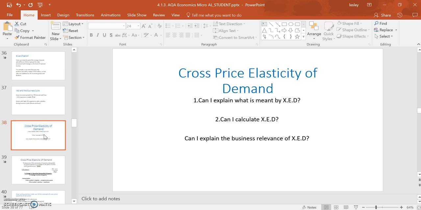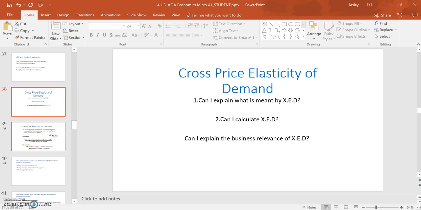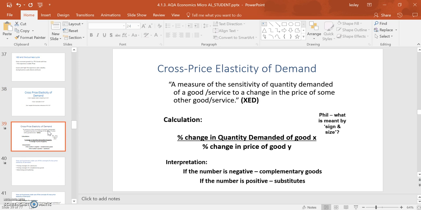Next, we've got cross-price elasticity. And again, this looks at a relationship between 2 goods here. Again, notice the quantity on top. And again, sign and size are important. Okay, so what is the sign? Is it negative? Is it positive?